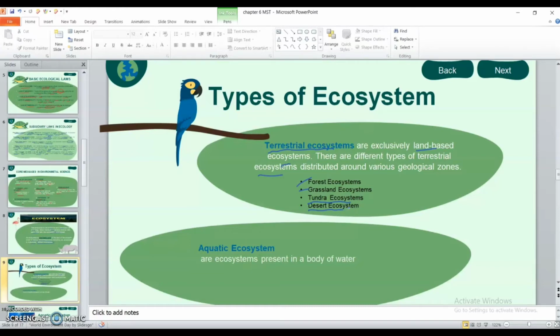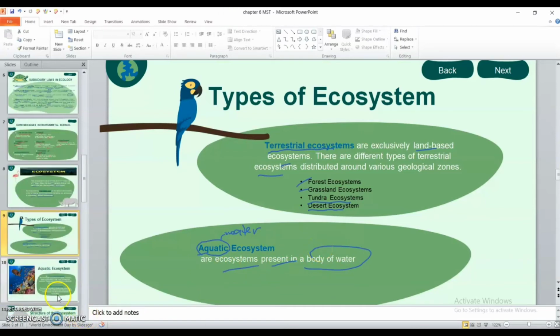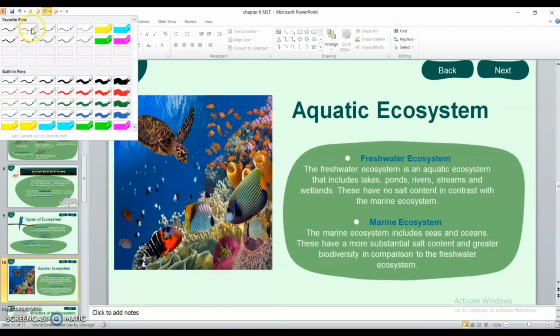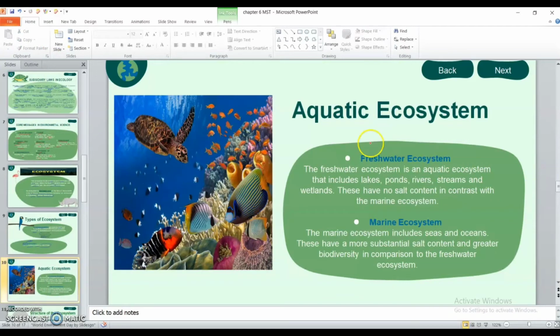So the next type of ecosystem is aquatic. From the word aquatic, it is water. So this ecosystem is present in a body of water. Under the aquatic, there are two types. First is the freshwater ecosystem. The freshwater ecosystem is an aquatic ecosystem that includes lakes, ponds, rivers, streams, and wetlands. They have no salt content, in contrast with the marine ecosystem.